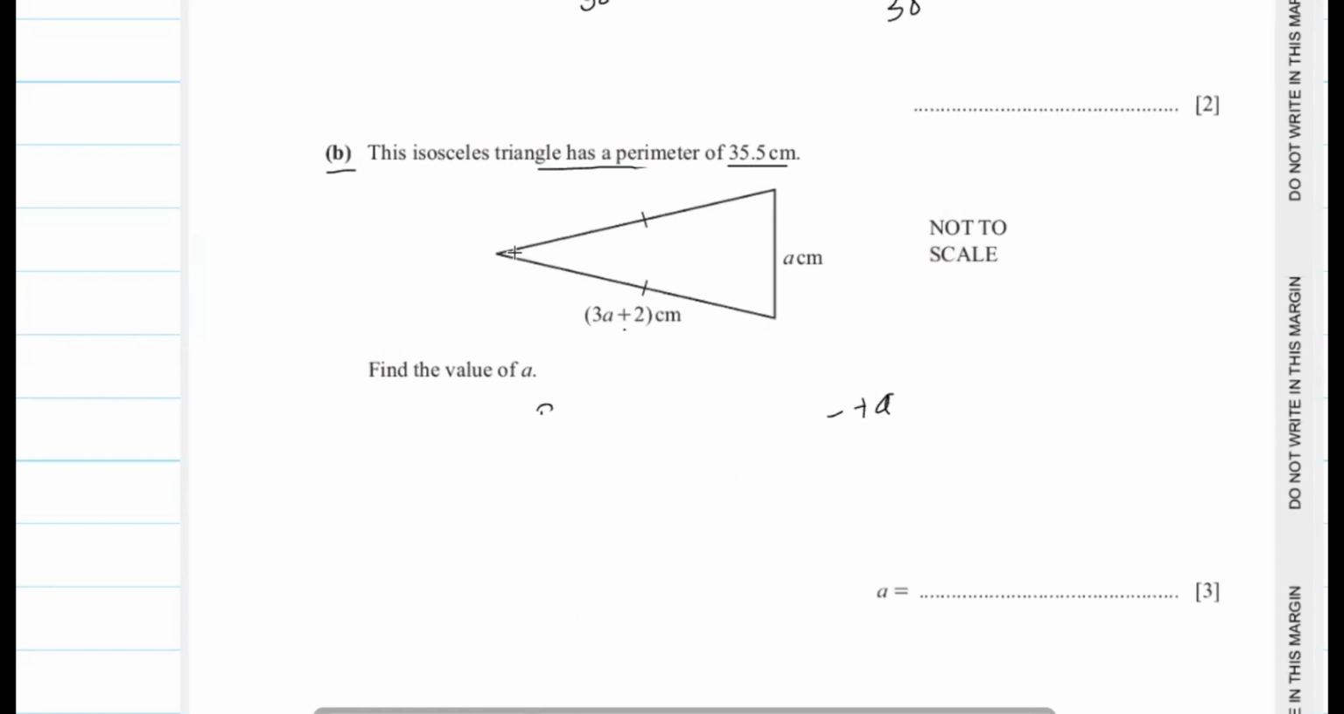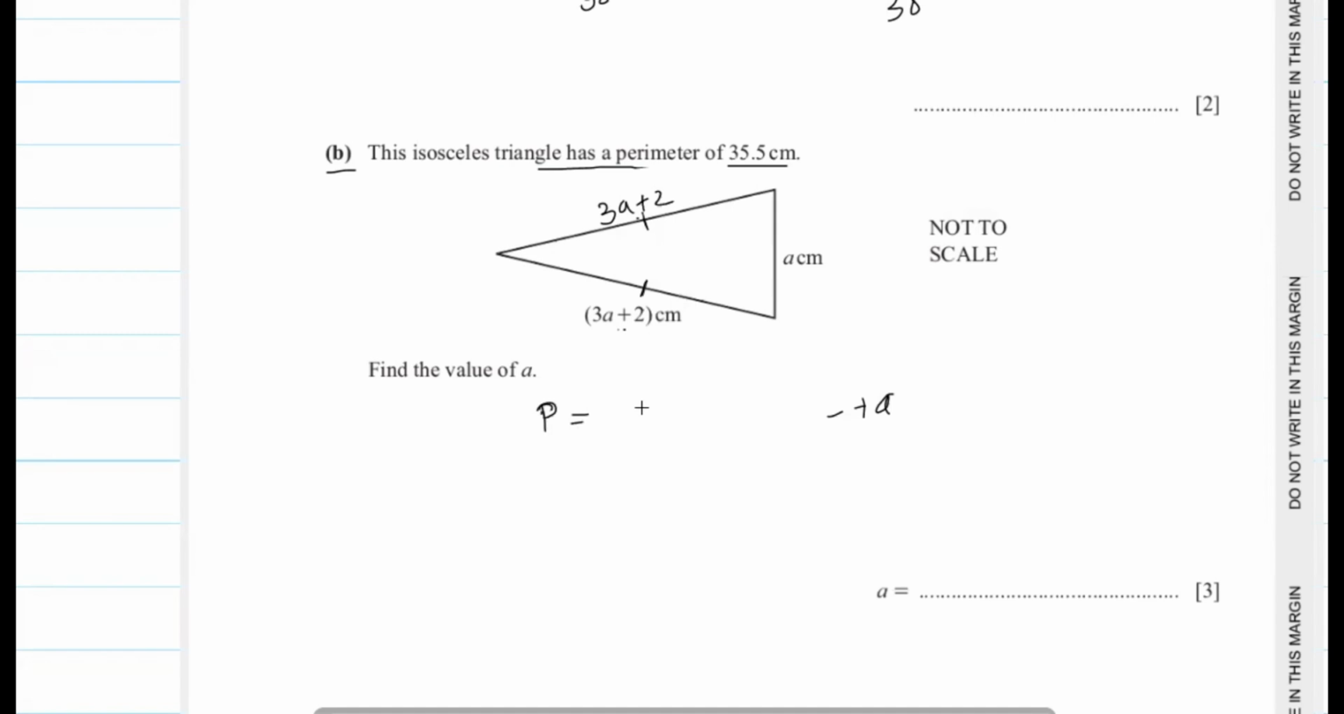Part B: this isosceles triangle has perimeter 35.5. Find the value of a. Look here, this is the isosceles triangle, and in this isosceles triangle, this dash shows that these two sides are equal. Therefore, this side will also be 3a plus 2. And we can get the perimeter. The perimeter is equal to the sum of all sides around the figure.